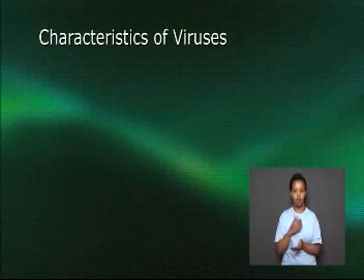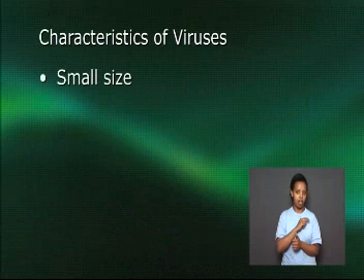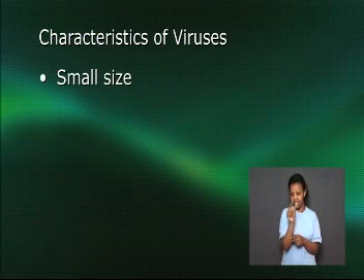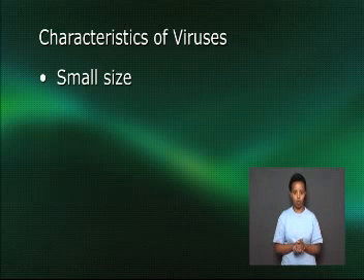There are four main characteristics of viruses. The first characteristic is their extremely small size. Most viruses are between 0.01 micrometers in length. This is 1,000 times smaller than the smallest bacterium and 1 million times smaller than the average human cell.